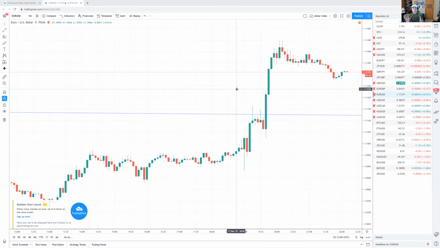So euro to the dollar and US dollar to the Japanese yen are by far the two best pairs for scalping because they have the lowest spread. Now euro has the lowest spreads, but the best time to really trade euro is during London and New York.